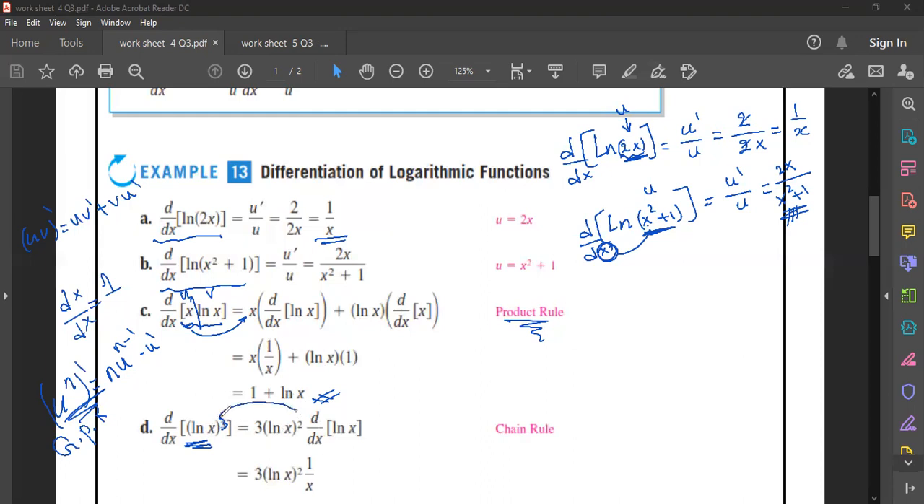Here, the power 3 will be to the power 2. Multiply by the derivative of what is inside the bracket. So it will be 3 times ln x all to the power 2, multiplied by the derivative of ln, which is 1 over x. That is your answer.